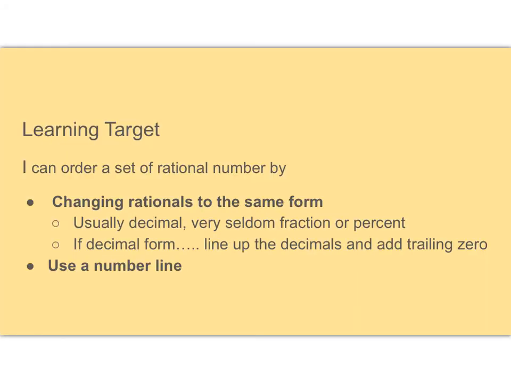Our learning target is: I can order a set of rational numbers by first changing rationals to the same form. So usually we're going to change them to decimals. Occasionally, very seldom, we'll change them to fraction and percent. If we change them to fraction, remember they have to have the same denominator, which takes a little bit more work. Percent, every now and then we might do that. But usually it's going to be changing them to decimals.